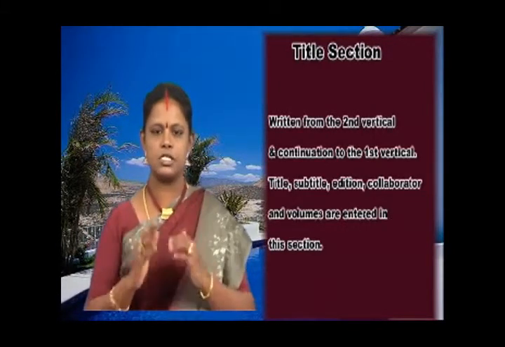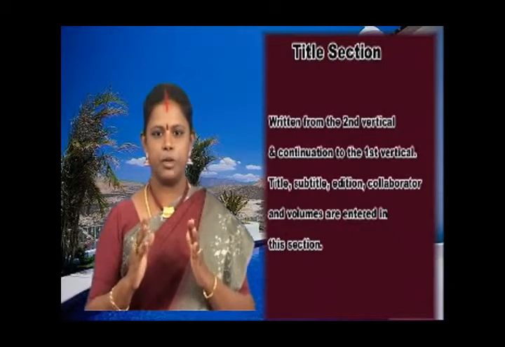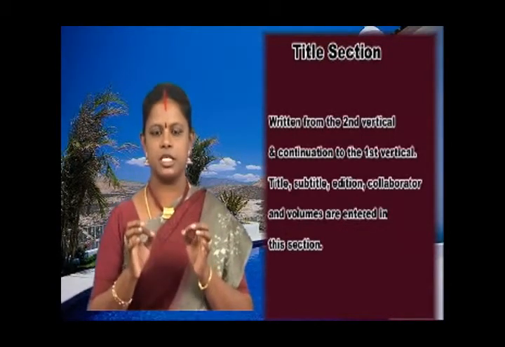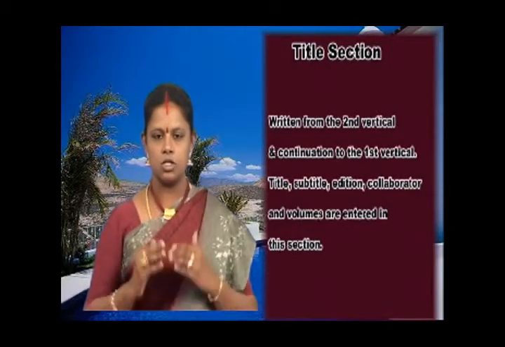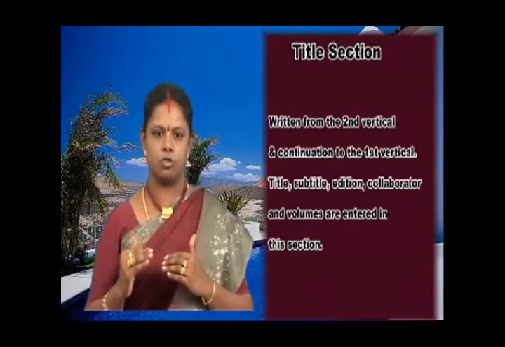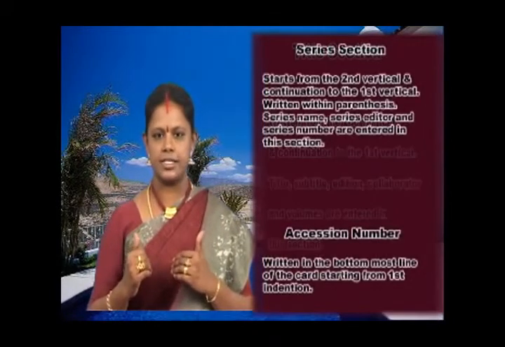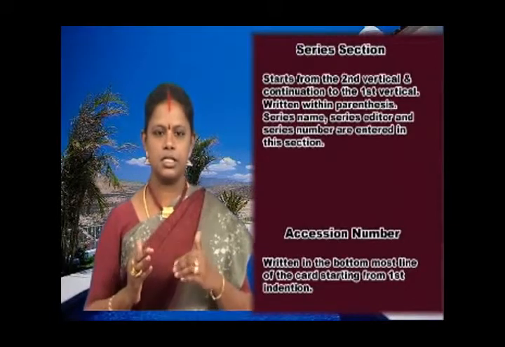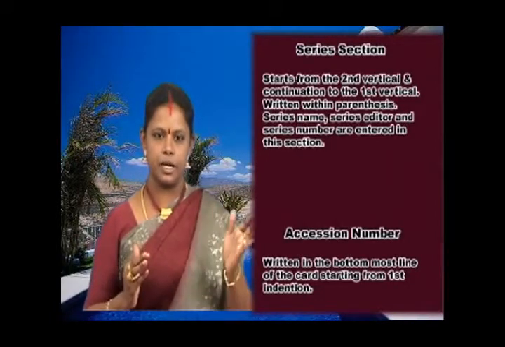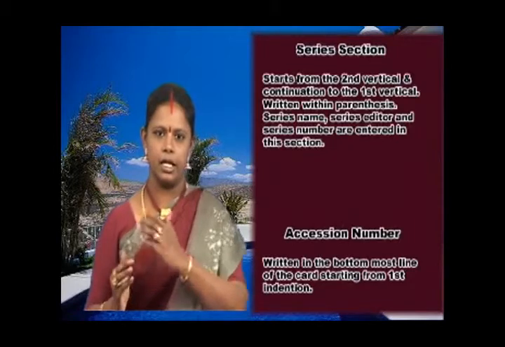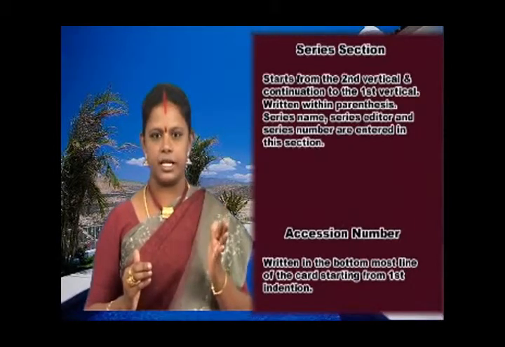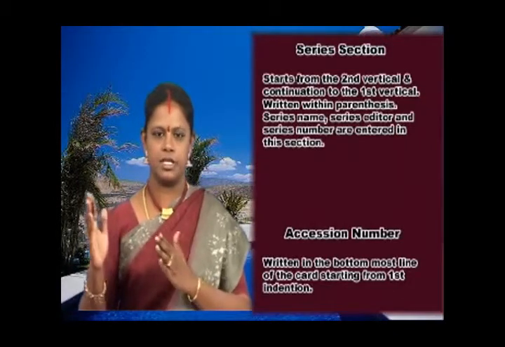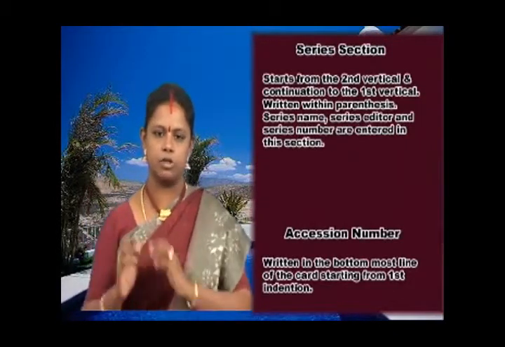The next one is missing volumes. Missing information is written within parentheses and the total number of volumes is written just like completed volumes. So by this the title section gets over. The next section is our series section, which is written within parentheses. This also consists of 3 parts: name of the series, editor of the series and number of the series. Name of the series is written by omitting the articles a and the if it is in the beginning, just like the title of the document.